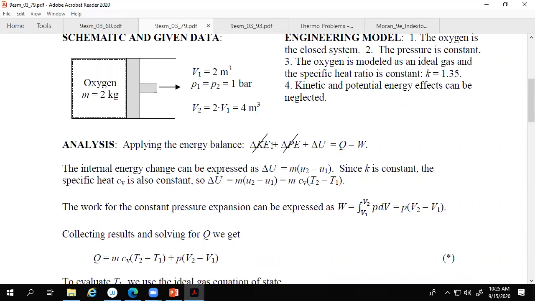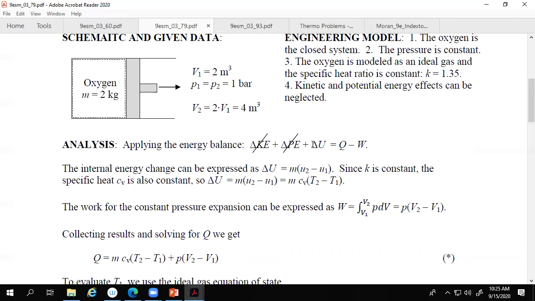So we throw out delta KE and delta PE. We get delta U, the total change in internal energy for the gas, equal to the net heat added minus the net work performed by the system on the surroundings. So delta capital U is the mass times delta small u, which is u2 minus u1. And since k is constant, cv is also constant. That's a good point to note: when you hear constant k, that implies constant cv and constant cp, because they're both involved in k.